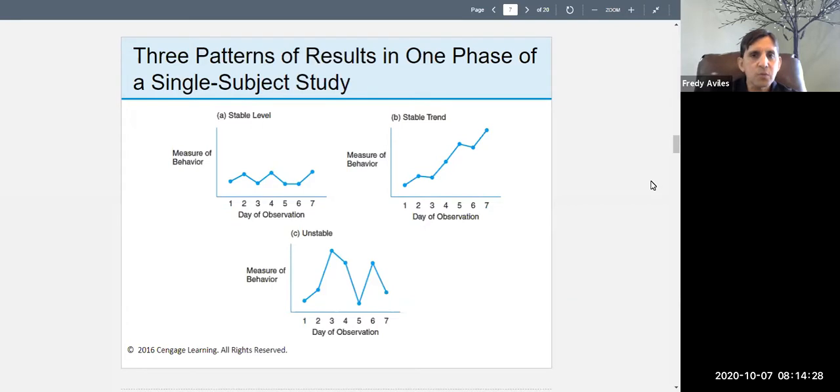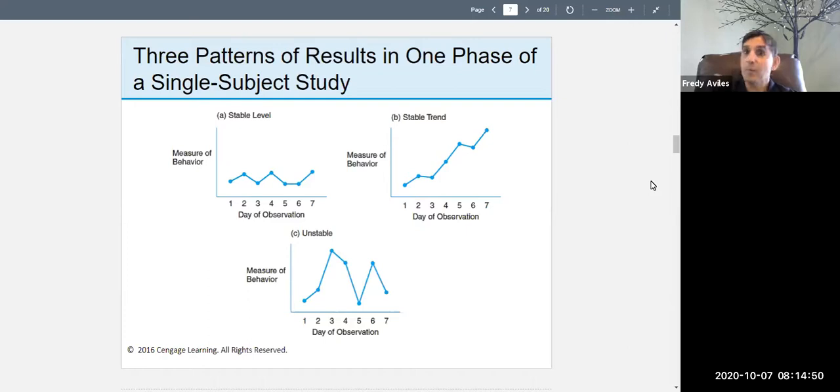We have the one on the upper left, right? There we have a stable level, okay? So you can see that it's stable, right? There are variations in the data, up and down a little bit, but it's relatively consistent, okay? So that's a stable level.